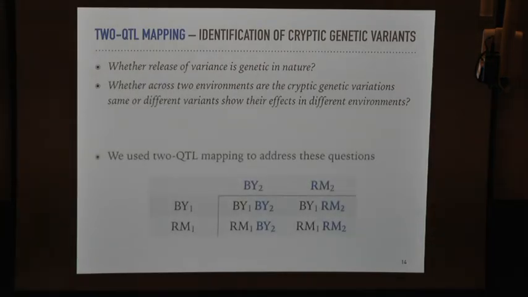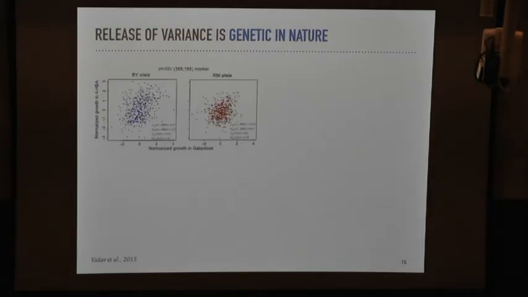So we used what is called two-QTL mapping, in which, rather than a single marker divided into two classes, as in all the previous examples, you actually have a 2 by 2 matrix with 4 classes. You divide your population into 4 classes and do all the two-way comparisons to understand which combination actually leads to loss of variance or not.